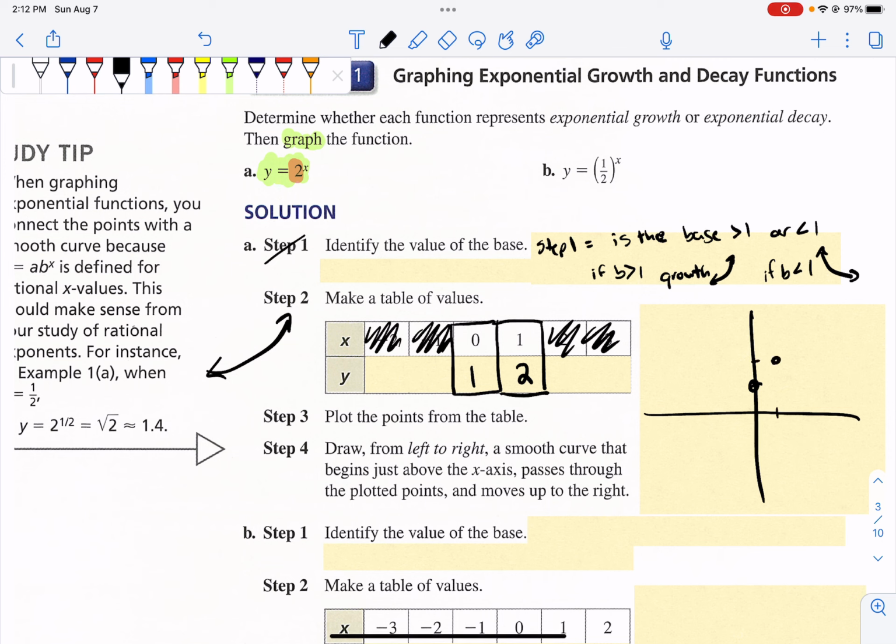These are the only 2 points I care about you graphing. From there, I want to see a smooth curve. I want to see it go through these 2 points and then get really steep. And I want to see it come to the left and get close to 0, but I don't want to see it cross 0.